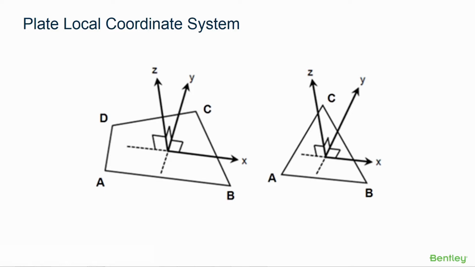Therefore, the orientation of the local axis system is also solely dependent on the order for which the plate corners are selected. The side of the plate from which the z-axis points in the positive direction is considered to be the top of the plate. In this video, we're going to explain how plate orientation can be modified as necessary on a plate-by-plate basis through the assignment of a plate reference point.